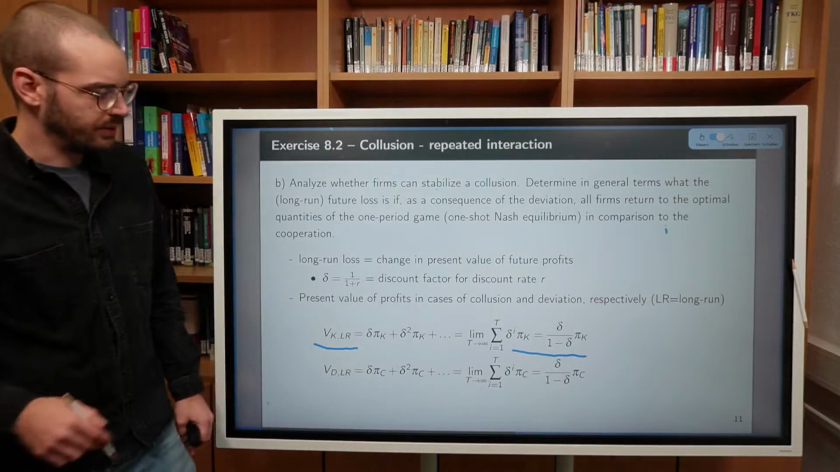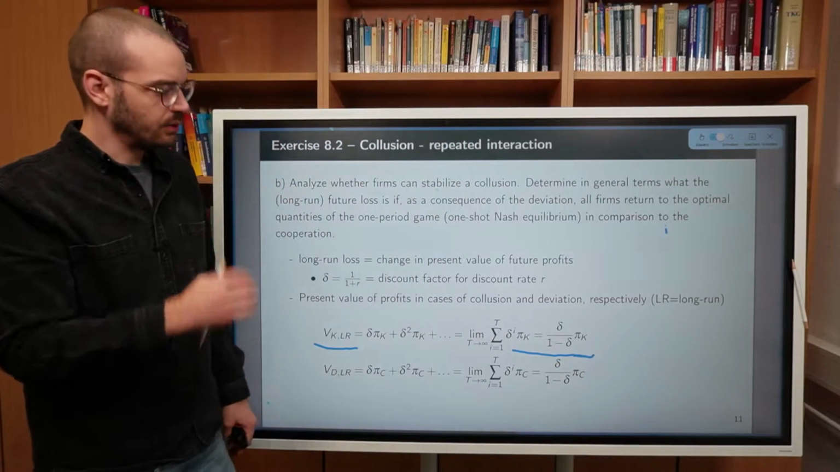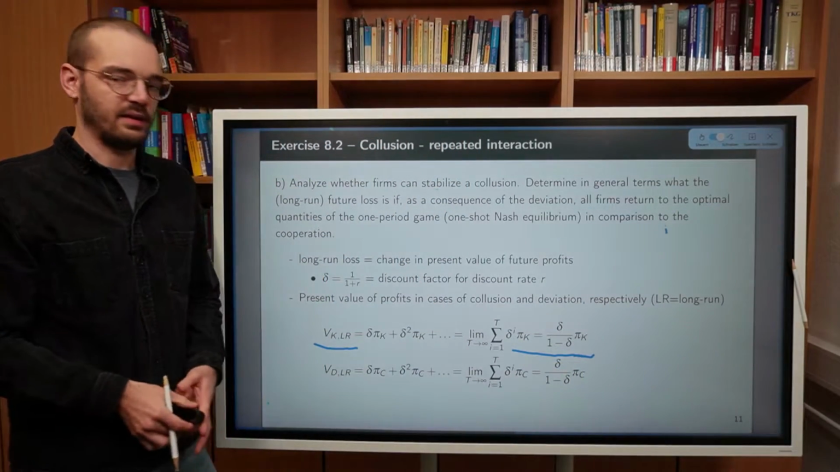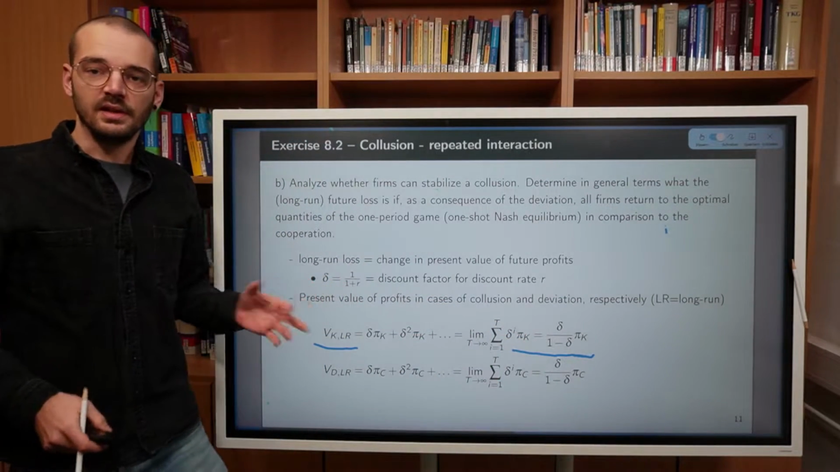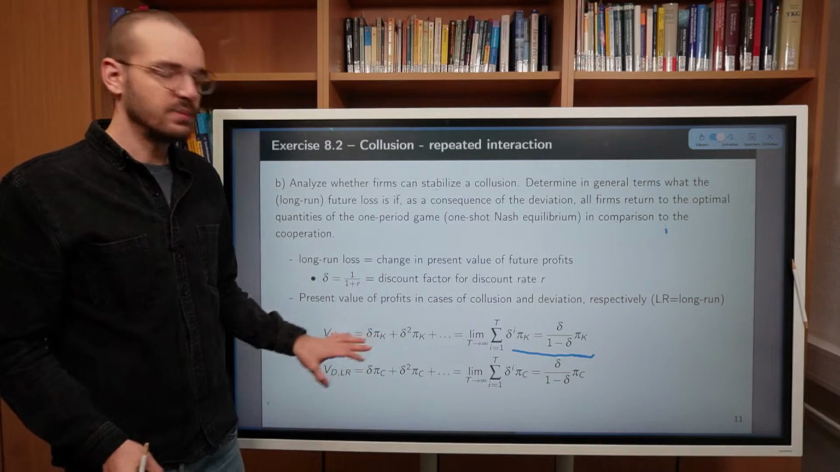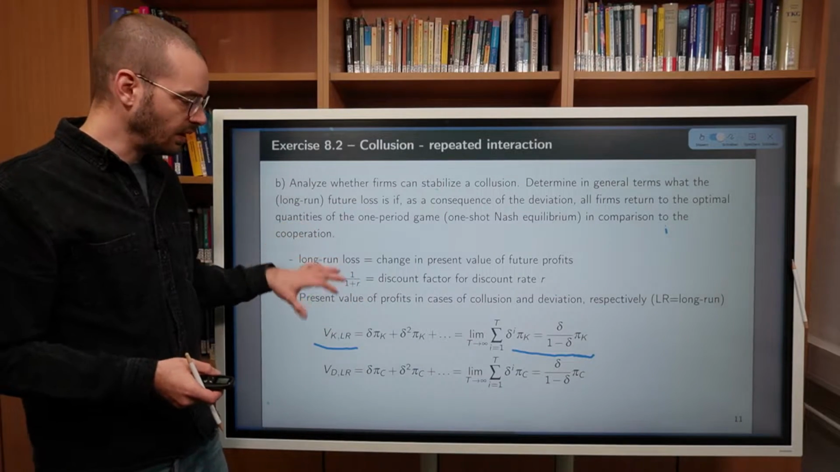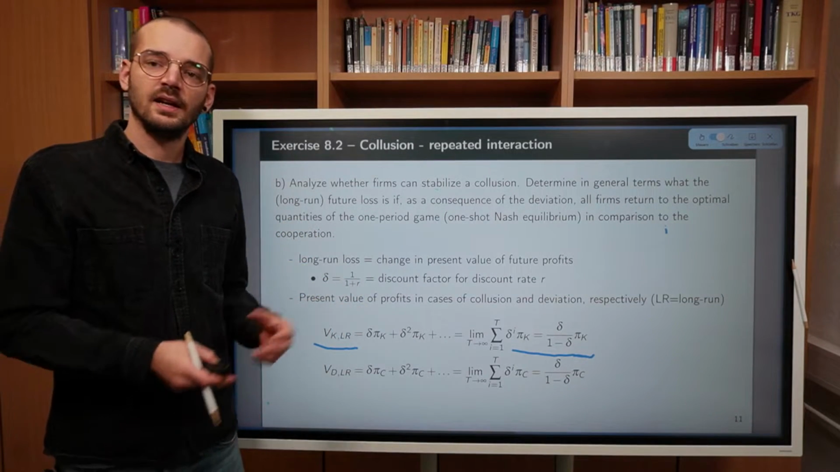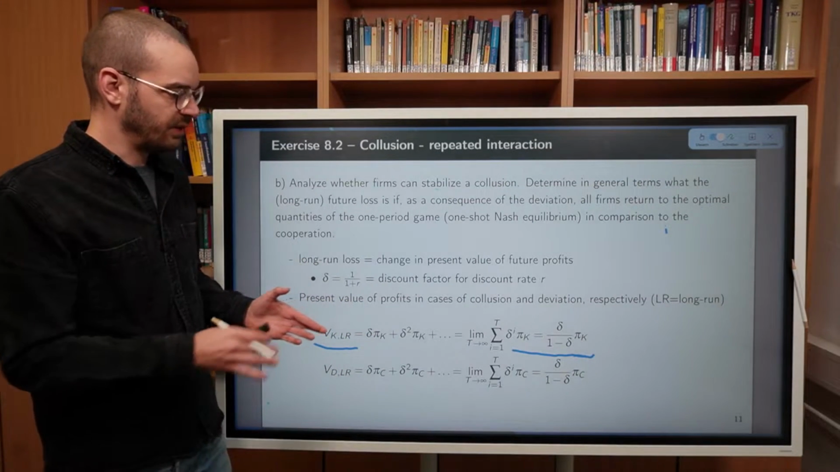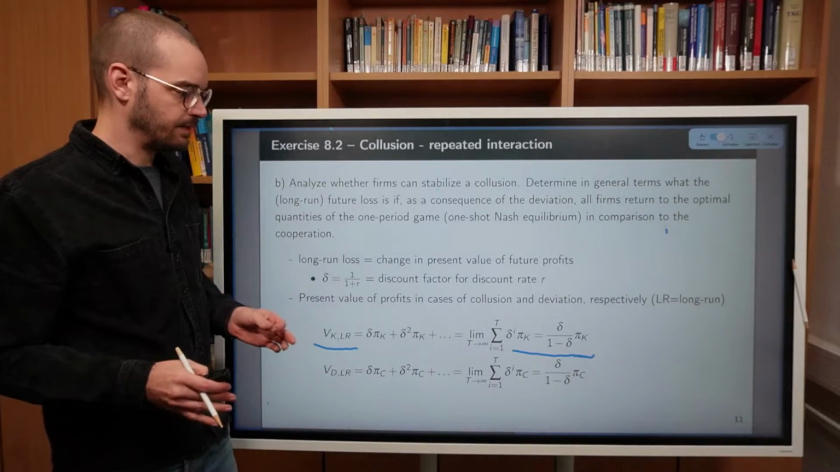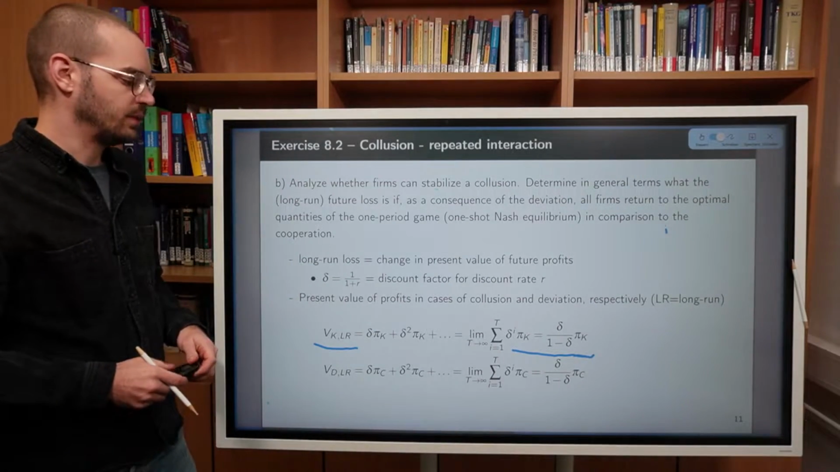So 1 over 1 minus this value, which is delta over 1 minus delta, multiplied with the profits under collusion. We will not need to derive this result. We can simply use and apply it in the context of this exercise class. But if you're interested in this, I would strongly recommend looking into the sum of finite or even infinite geometric sums. And I believe we are also talking about this in the lecture as well.